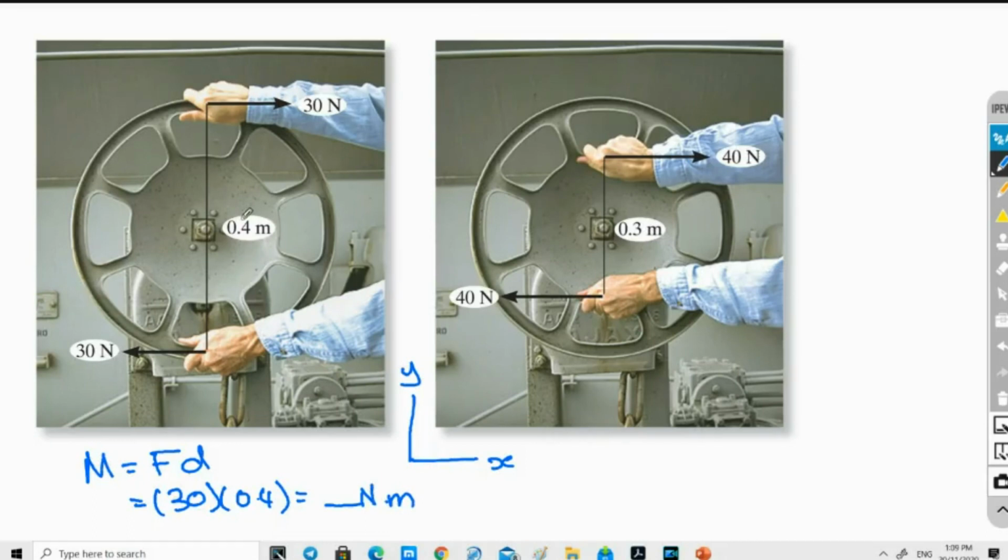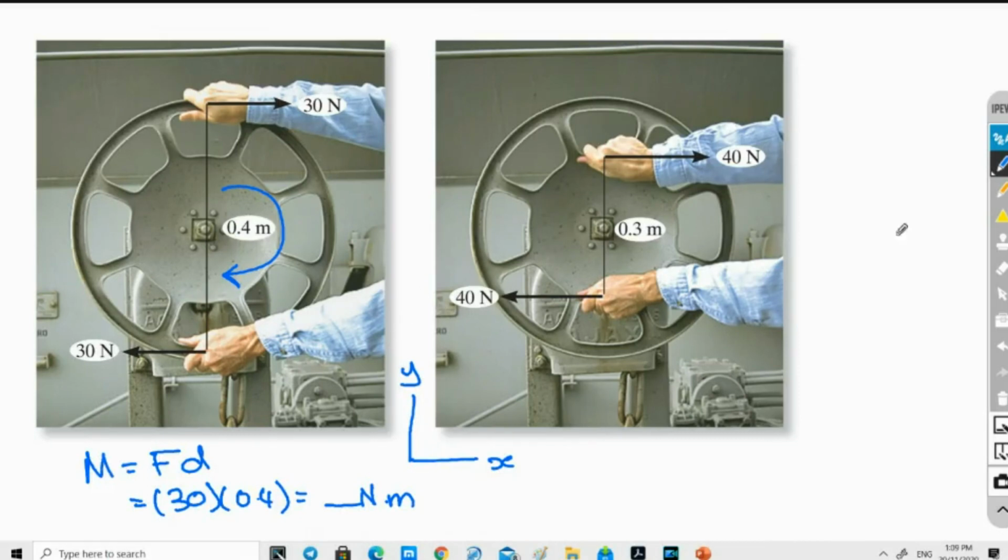But what if you need to find this in vector? So how to convert this into vector form? Basically, you just multiply by the unit vector of the axis of rotation. In this case, the rotation is clockwise like this. So if you understand your right hand rule, if you put your four fingers in this rotation, you will see that your thumb is going into the screen.